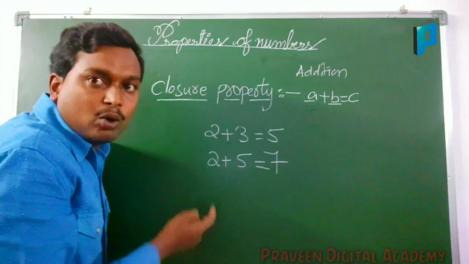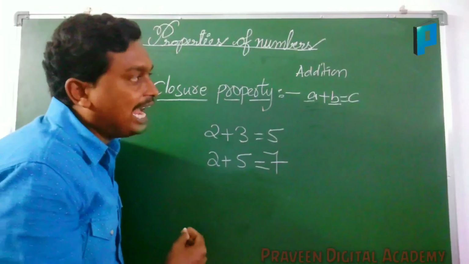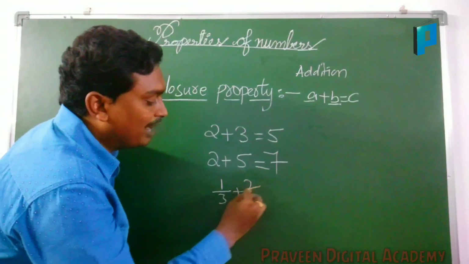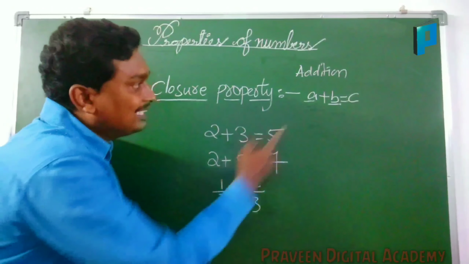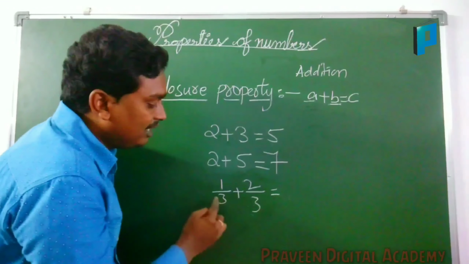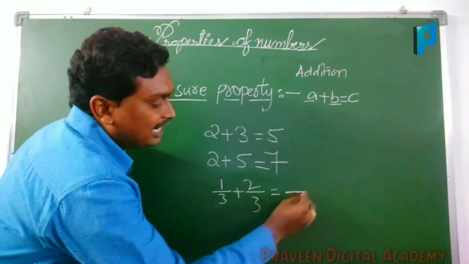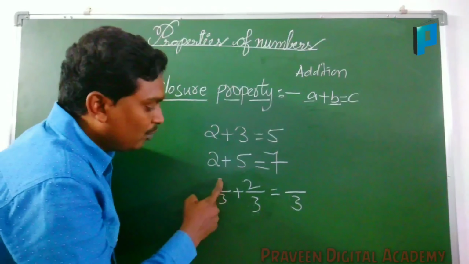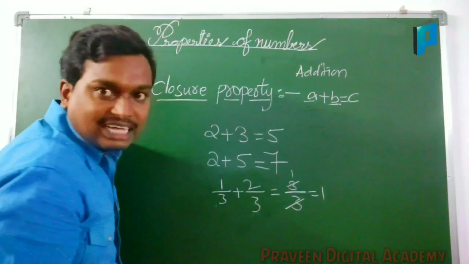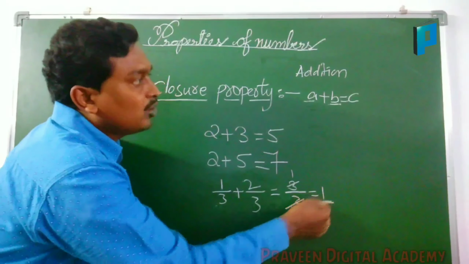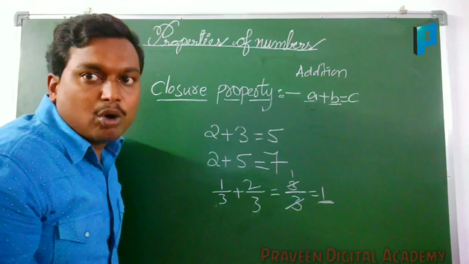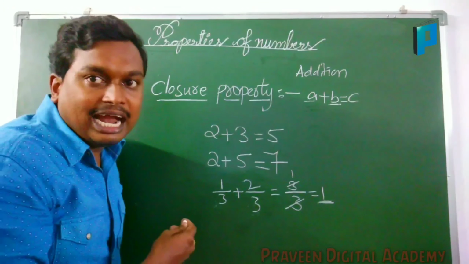Here we can add not only natural numbers, we can add rationals also. Here 1 by 3 plus 2 by 3. I am taking 1 by 3 as A, 2 by 3 as B. If I want to add these two, what will I get? Here the denominators are equal, so I will take it one time. 1 plus 2 is 3, so 3 by 3, which is 1. This is called C. The sum of two numbers giving you another number is called closure property under addition.